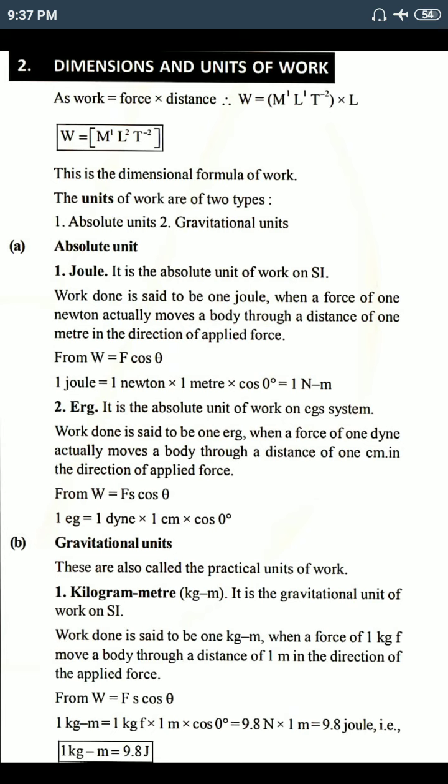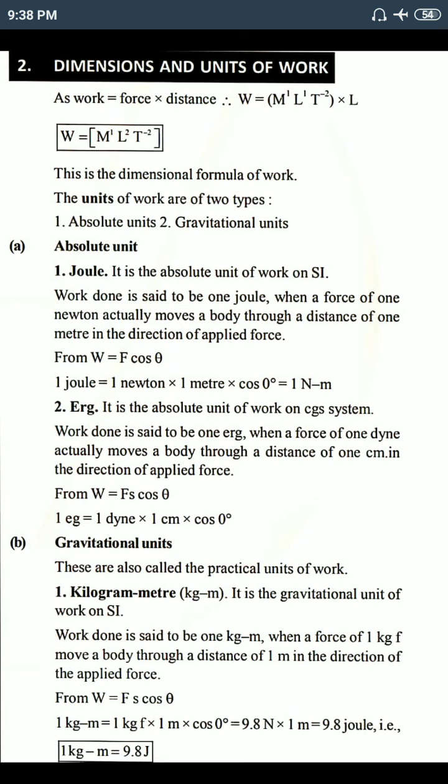gravitational units. These are the practical units, which we can use when we find the work done, but otherwise normally we use the absolute unit. Mainly we use the joule, because it is an SI unit. So the first gravitational unit in SI is kilogram meter. The gravitational unit of work done in SI is kilogram meter.